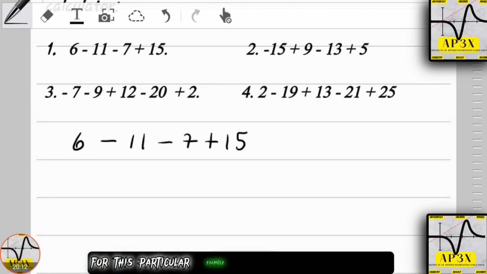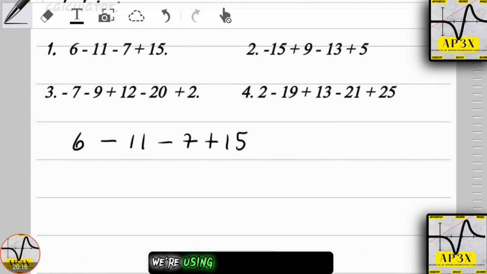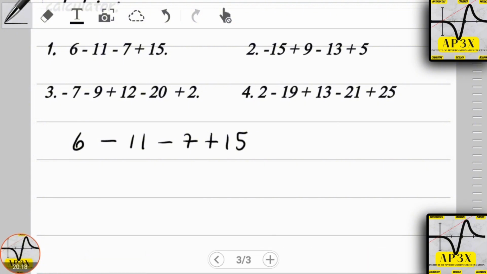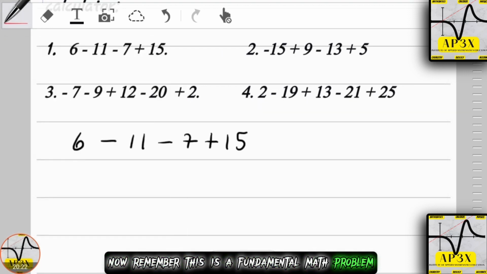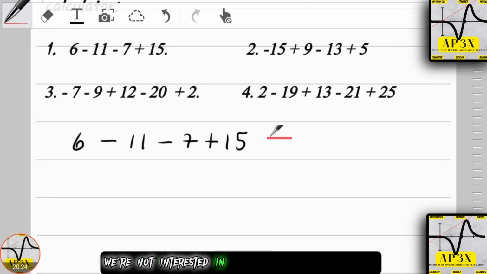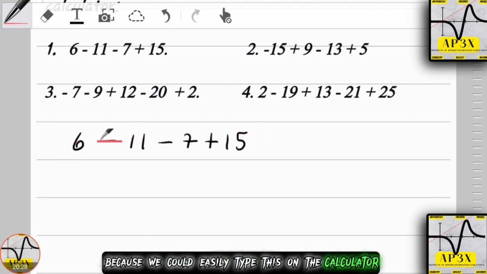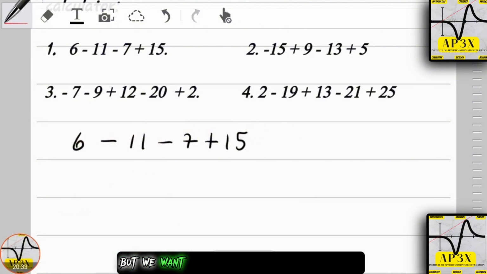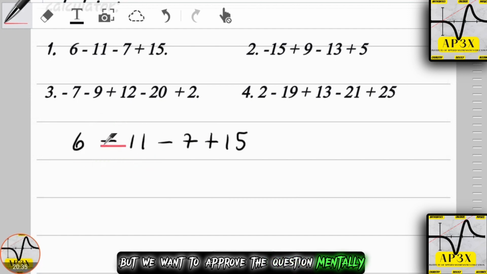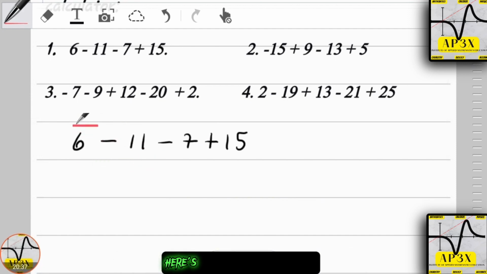For this particular example, I'm going to be using method 1, where we're using the textbook approach. Now, remember, this is a fundamental math problem, so we're not interested so much in what the answer is, because we could easily type this on the calculator and we would have easily gotten the answer. But we want to approach the question mentally. So here's the best way to do it.